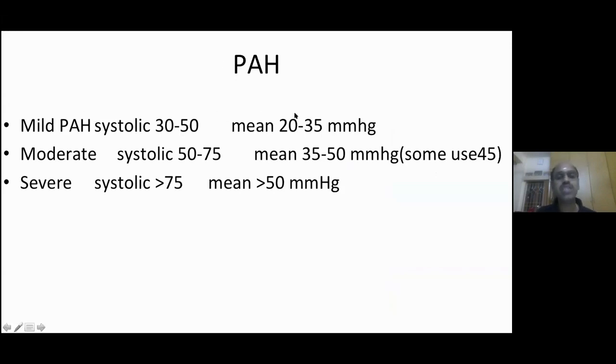Mild PAH is defined as a mean pressure of 20 to 35 millimeters of mercury. Moderate is 35 to 50 millimeters of mercury. As I mentioned, some use 45 millimeters of mercury, and severe is any PA pressure which is more than mean of 45 or 50 millimeters of mercury.